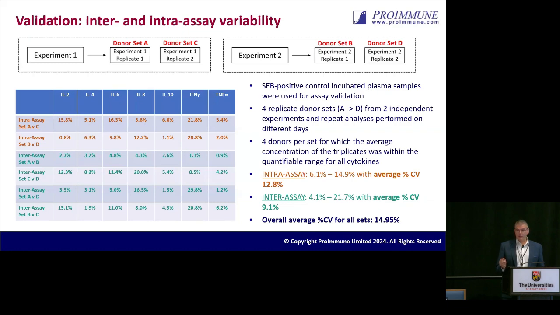And this is our positive control, so not the suitability control, but the assay overriding assay positive control, SEB, which is staphylococcal enterotoxin B. This is a really strong control just to induce cytokines in all the donors. So these plasma samples taken from the blood where the SEB was incubated with those donors were used for the assay validation for this data set. And 4 donors per set, for which the average concentration of the triplicates was within the quantifiable range for all the cytokines, was selected, and we demonstrated an intra-assay variability of 12.8% with an inter-assay variability CV value of 9.1, with an overall average CV of just under 15%.